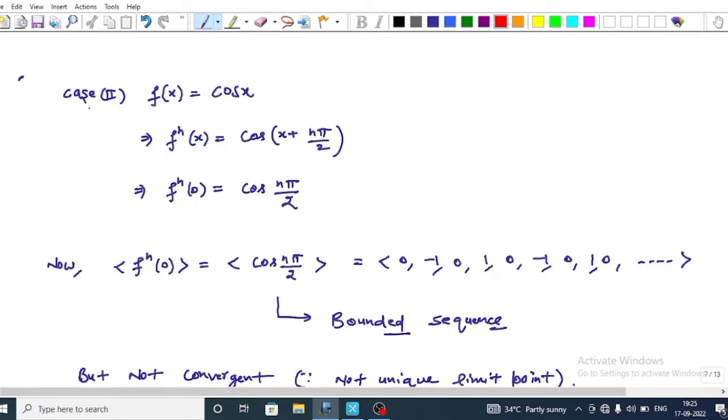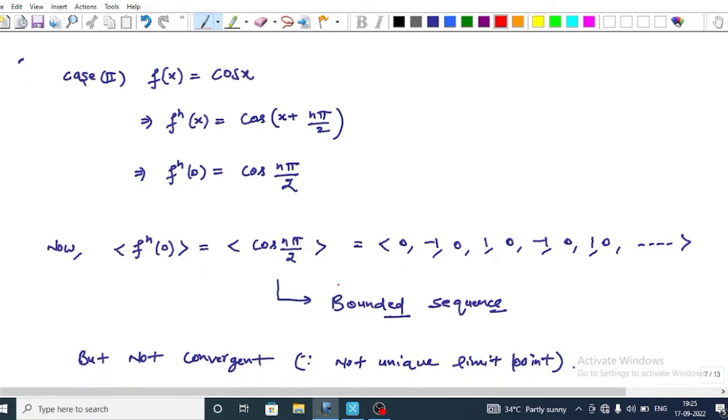For verification, come to case 2, that is f(x) = cos x. This implies f^(n)(x) = cos(x + nπ/2), and this implies f^(n)(0) = cos(nπ/2). Now in sequence form, cos(nπ/2) at n = 1, 2, 3 and so on gives 0, -1, 0, 1, 0, -1 and so on. This implies that this is a bounded sequence, but it is not convergent. Same logic, because it does not have a unique limit point.